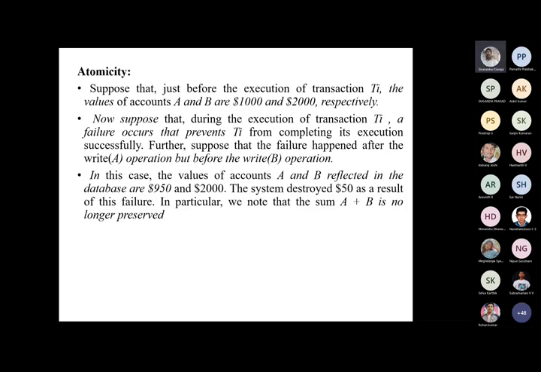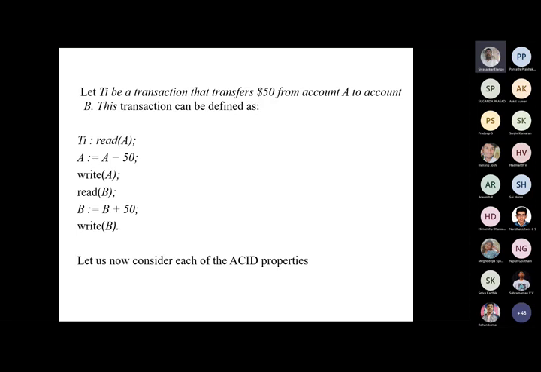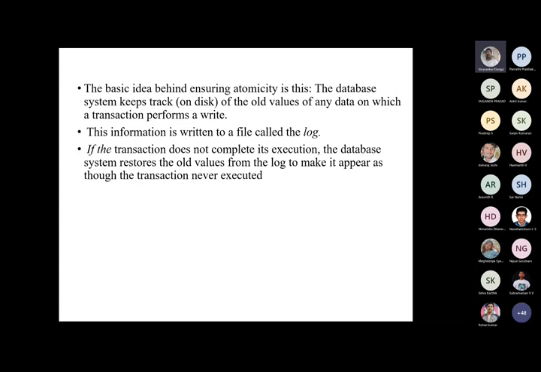So here, if there is a failure, the values of accounts A and B are going to be only $950 and $2,000. The sum of accounts A and B before and after the transaction is not going to be the same. So how to manage atomicity is that you are going to maintain a log file. Whenever you perform some write operations on the database variable, you write the information onto the log file. If the transaction does not complete its execution successfully, the database system restores its old values from the log to make it appear as if the transaction has never occurred.